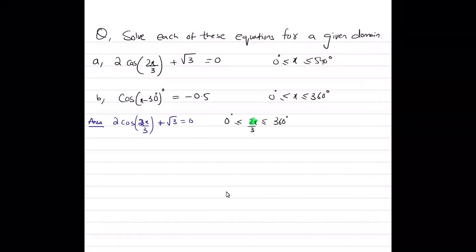One of the easy ways is to substitute 2x over 3 with, let's say, A. So 2 cos A plus square root 3 equals 0. Cos A is going to be minus root 3 upon 2. Then you are going to decide on the quadrants. Cos is negative in the second and the third quadrant. You're going to find the basic angle. Basic angle is going to be cos inverse of positive square root 3 divided by 2. So this comes out to be 30 degrees.